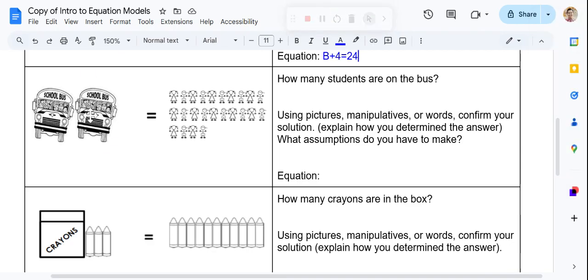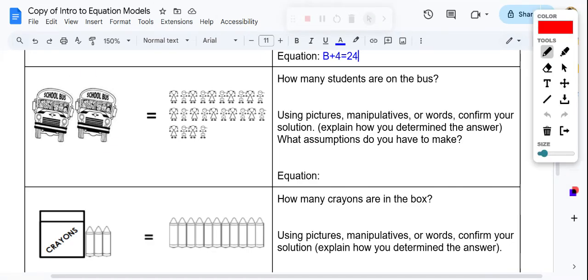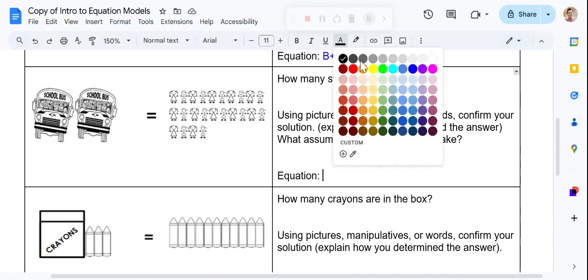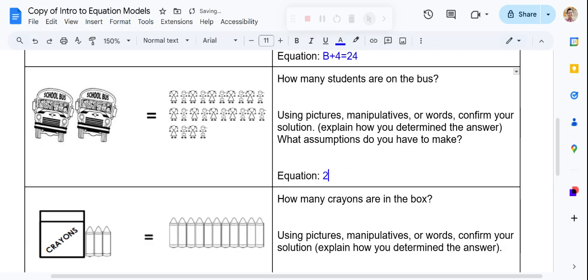All right, so this next one, I see 2 buses this time. 2 buses together, assuming that they are, look, so what assumptions do we have to make? We're going to assume that there's the same number of students in this bus and this bus. Okay, so they evenly split the students. Together, the 2 buses have, looks like 24 students again. So let's go ahead and write this equation. This time 2 buses of students equal 24 total students.